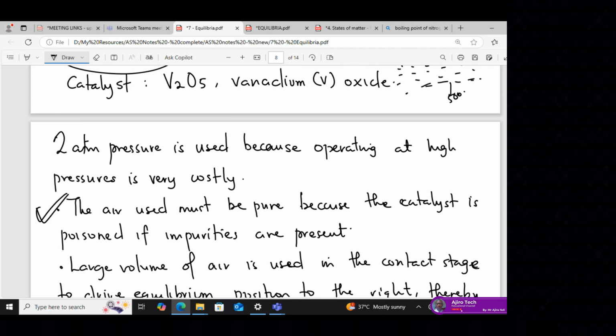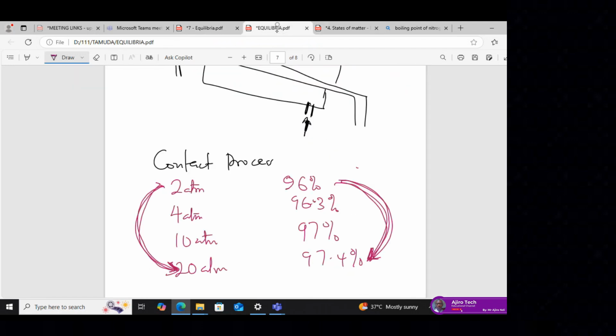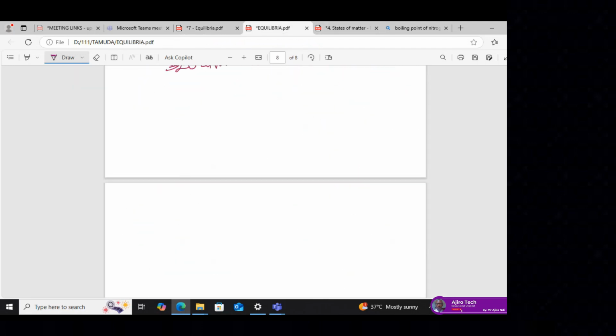So they increase the bed, but the increment is not worth it. Do you get that? If we increase pressure, yield will increase, but it's not worth it. The cost of operating at high pressure is too high. And again, safety reasons. We noted that. Why do we use 2 atm in the contact process? Number one, cost. Number two, safety reasons. If pressure is very high, there's a risk of explosion, a risk that something can explode somewhere. So if you operate at lower pressure, you are playing safe.